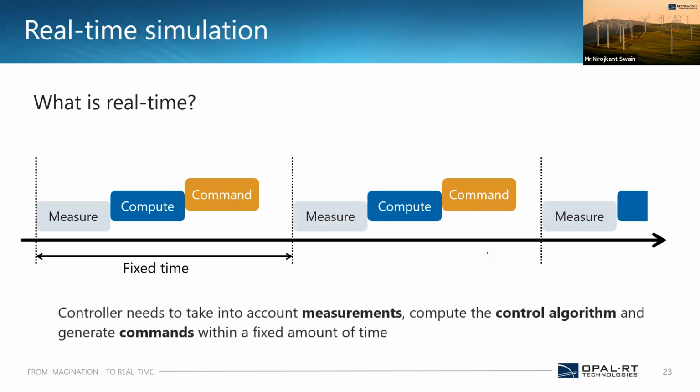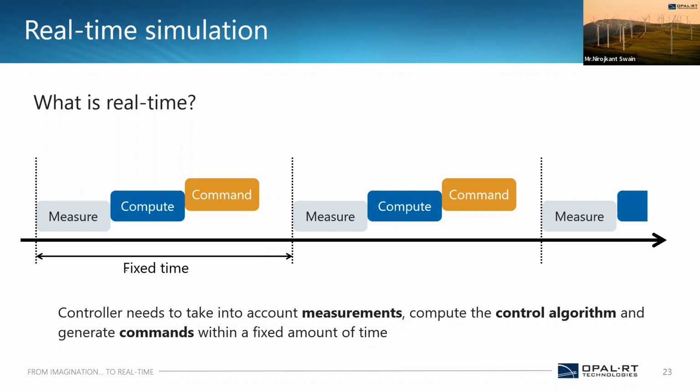Again, what is the concept of real time? Real time always runs at a fixed sampling time. Why does it run at a fixed sampling time? Why not at a variable sampling time? Please note down this question. We'll discuss it in the next slide.